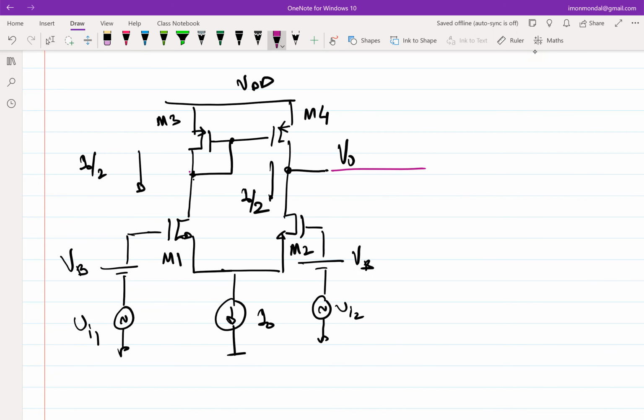Shorting the output V0 is equivalent to saying I have an infinite capacitor. It is as good as incrementally shorted. Let's assume that V0 is biased properly, not close to VDD or close to ground. If we assume that, let's see what will be the... So this is Vi by 2. This is minus Vi by 2. If I apply current in this way, what will be the total current through M1?